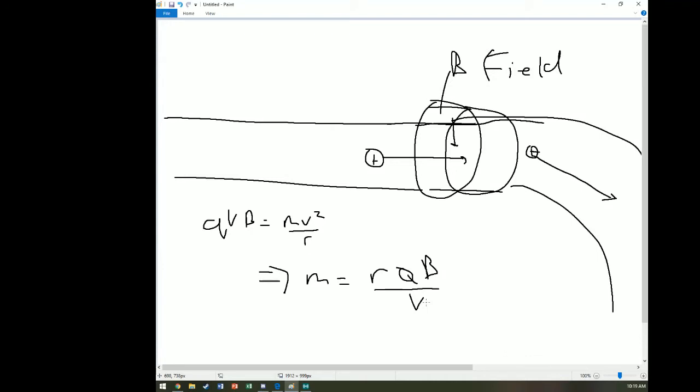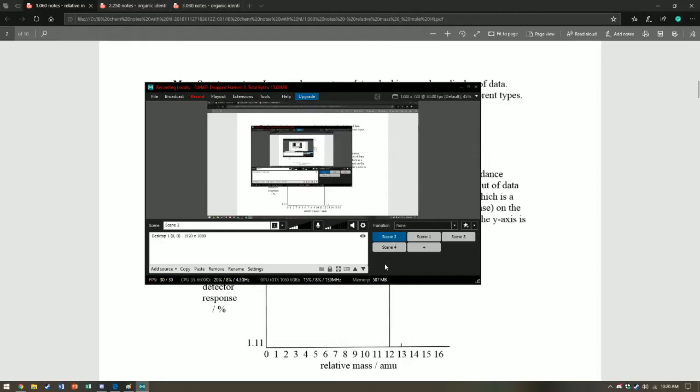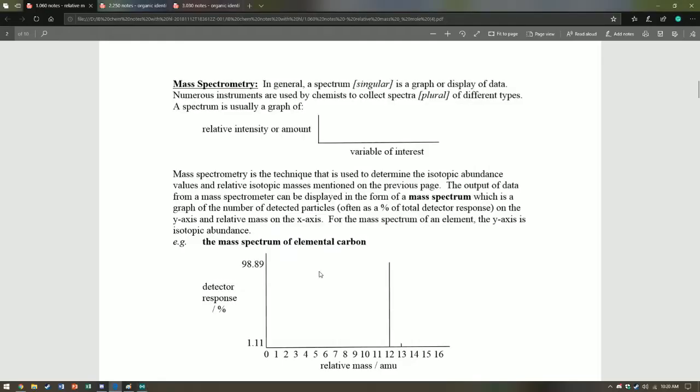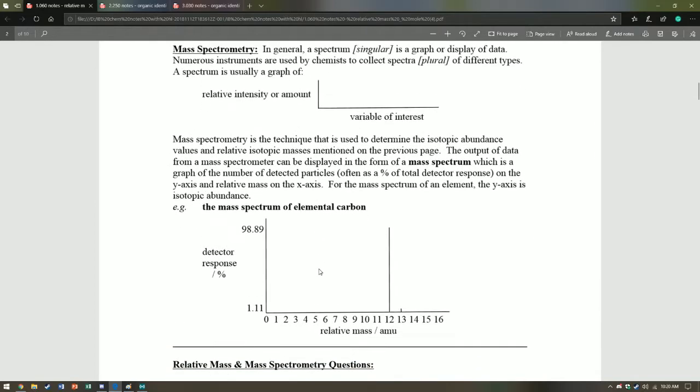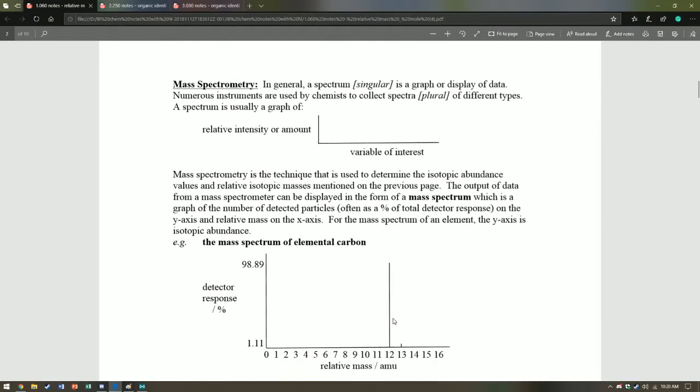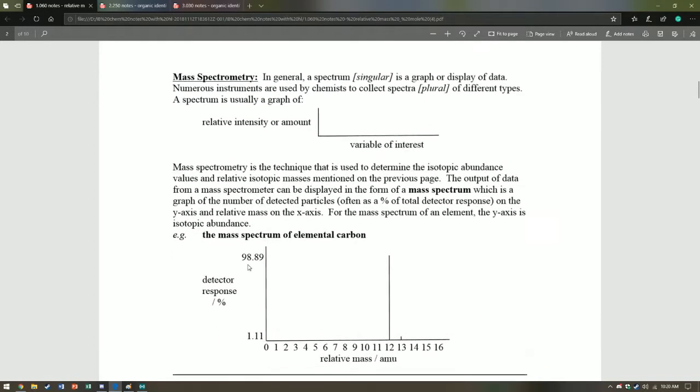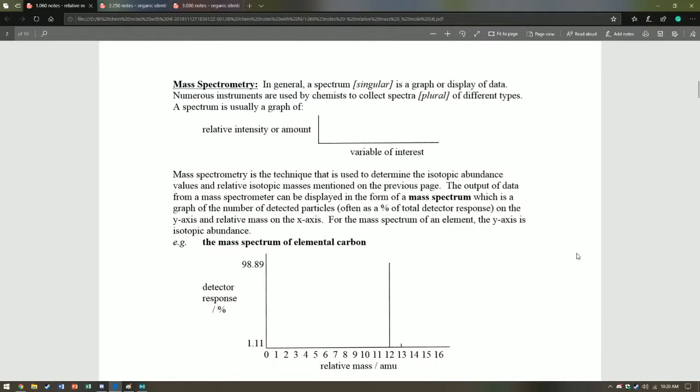Now, this only works with charged particles, so most things have to be ionized. We have to remove an electron from it, and then we can deflect it in the magnetic field. And we can use it for two things. The more simple use is to take the relative abundance of each isotope of an element. Here, this is the mass spectrum for elemental carbon. It measures in terms of detector response.